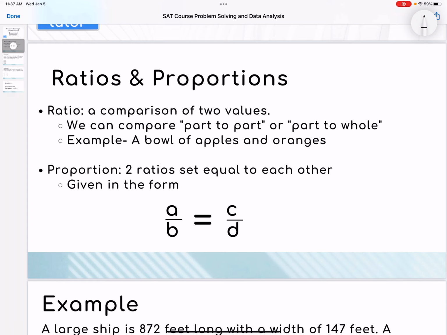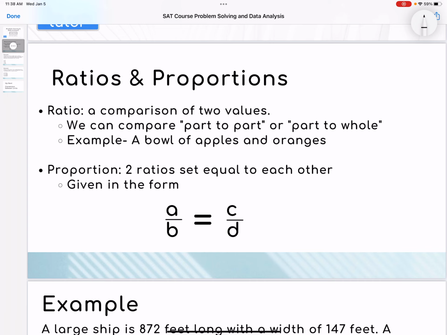But if you compared part to whole, in that same scenario, you could compare apples to all fruits that you have. Well, it would be 2 apples to 4 because you have 2 apples and 2 oranges. So it would be 2 to 4 in that case. So remember that ratios can either represent part compared to another part or a single part compared to the whole of what you have in a given situation, okay? And there again is that example of apples and oranges.